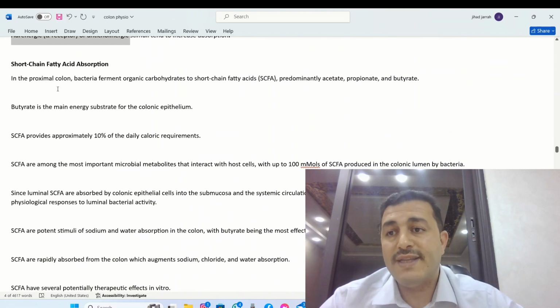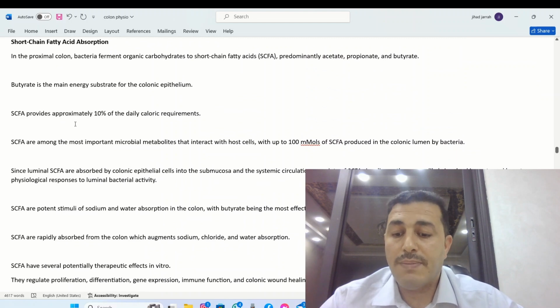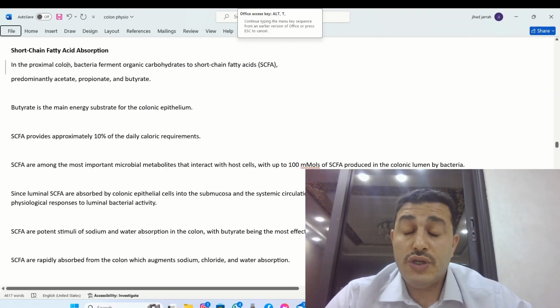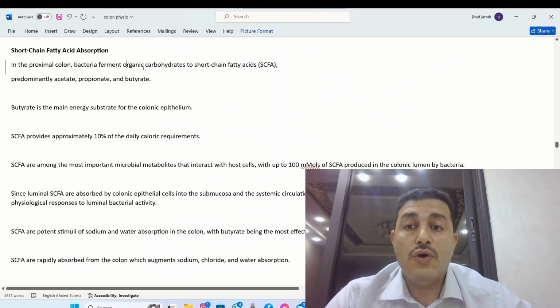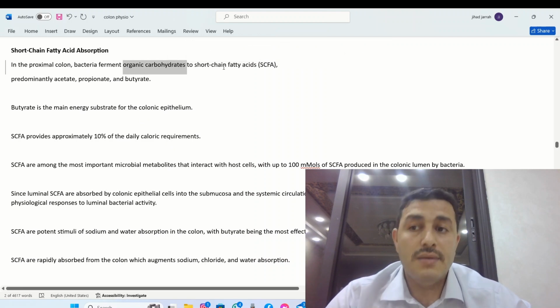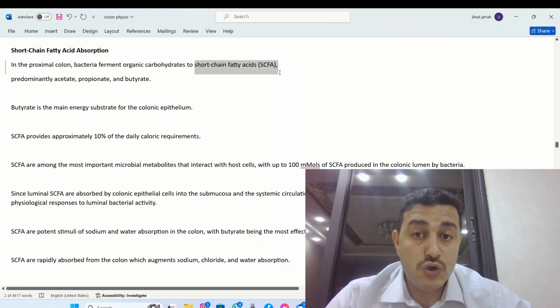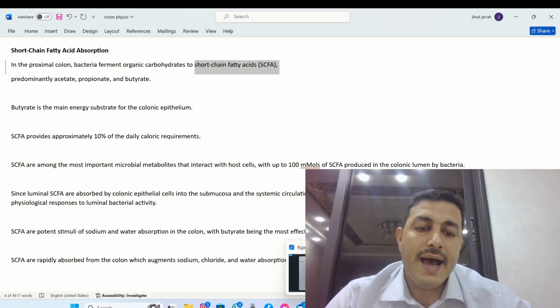Okay, short chain fatty acids we also talked about. Short chain fatty acids are produced from organic carbohydrate, which by bacteria will be converted to short chain fatty acids.